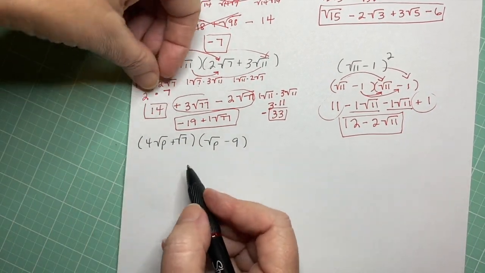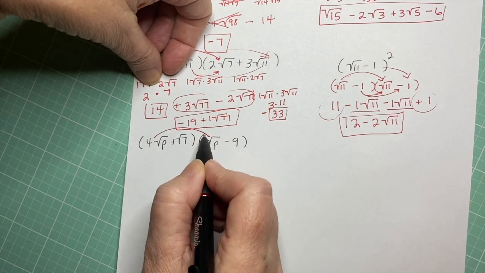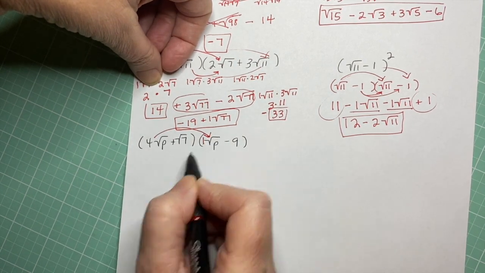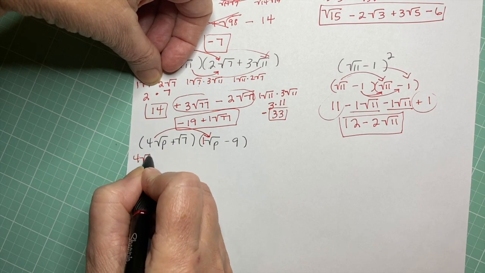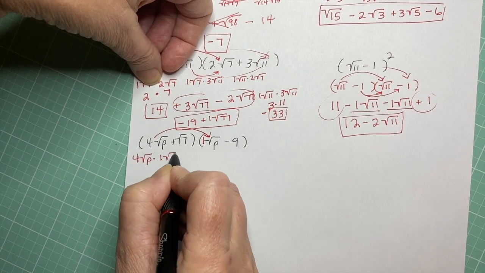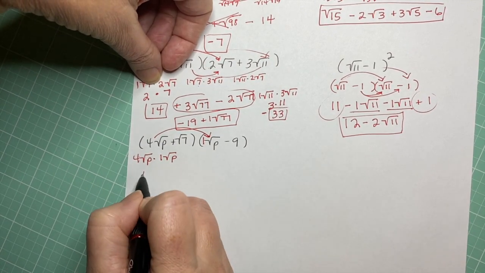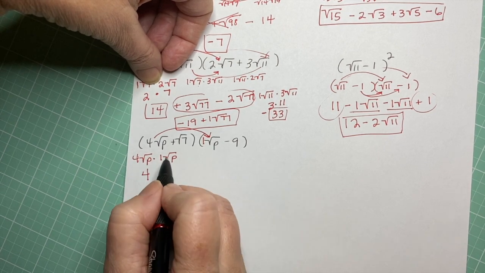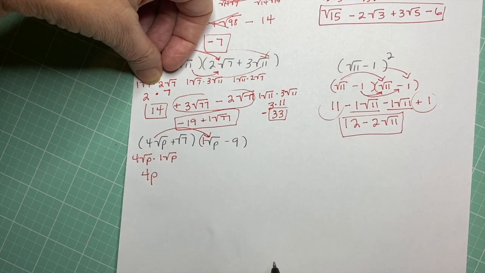Okay, this last one, or it's not the last one, but the last multiplying one, just be careful. This is like a 4 times a 1. So this is a 4 square root of p times a 1 square root of p. So 4 times 1 is 4. And the square root of p times the square root of p is a regular p.